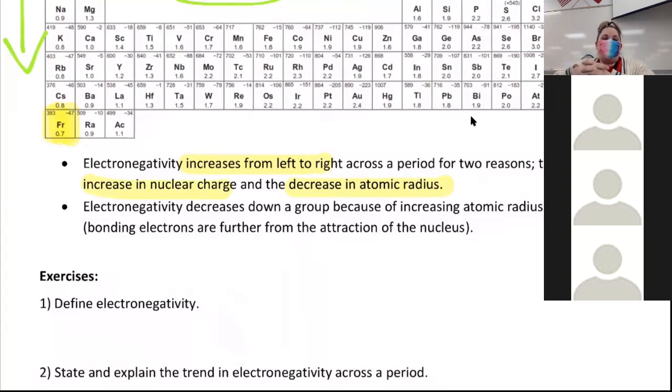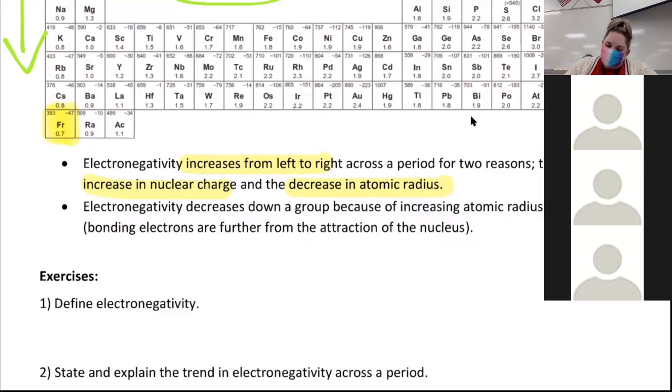And so higher electronegativity means you're more likely to take electrons from another atom. Okay. And so smaller atoms are going to have higher electronegativities because their nuclear charge and their smaller size allow their nucleus to attract electrons from other atoms more easily. Down a group, it's the opposite.